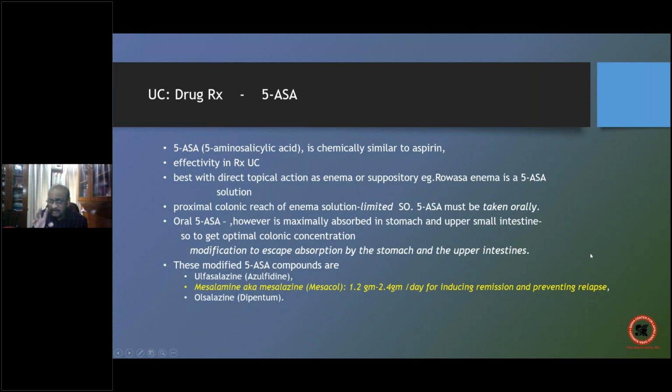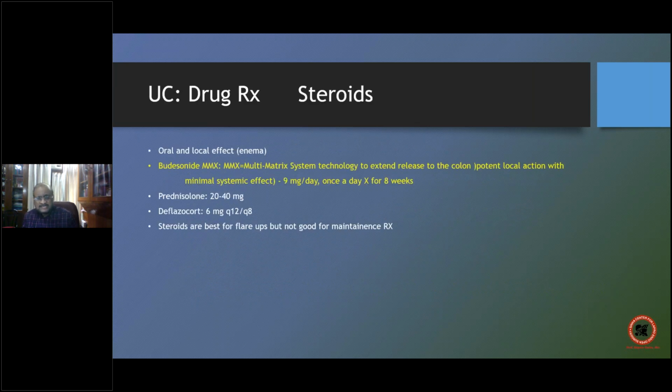Look, when we talk about treatment of ulcerative colitis, there are two parts to it. One, you have to induce a remission, and number two, you have to prevent it from relapsing. So drugs are required for both of them. The most common drug, in the 5-ASA category, which is now being used, is mesalamine or mesalazine.